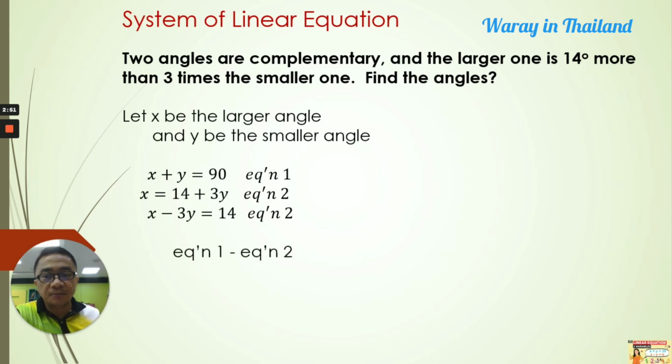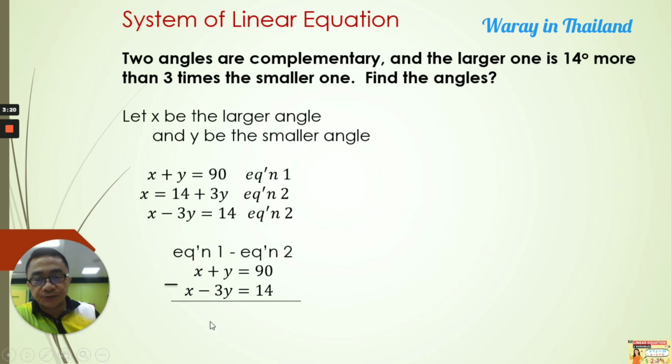So we say equation 1 minus equation 2. We have equation 1 and we have equation 2, and we're going to subtract. Since they are like signs, we subtract. If unlike signs, we add. So x minus x is 0, and y minus negative 3y will be plus, so it will be 4y is equal to 90 minus 14, that is 76.